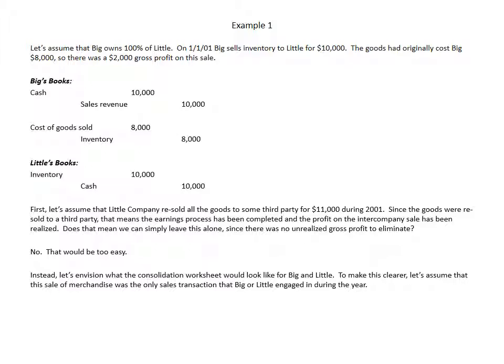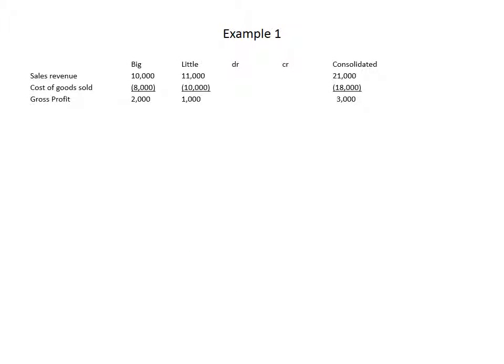Now, let's go ahead and envision what the consolidation worksheet would look like for Big and Little, and to make this clearer, let's assume that this intercompany sale from Big to Little and then the subsequent sale from Little to the third party were the only transactions that Big and Little engaged in during the year. So here is the top part of our consolidation worksheet. And again, we see that Big has sales of $10,000, less cost of goods sold of $8,000 for a gross profit of $2,000. Little took that same merchandise, sold it for $11,000. Little's cost of goods sold is $10,000, so they're showing a gross profit of $1,000.